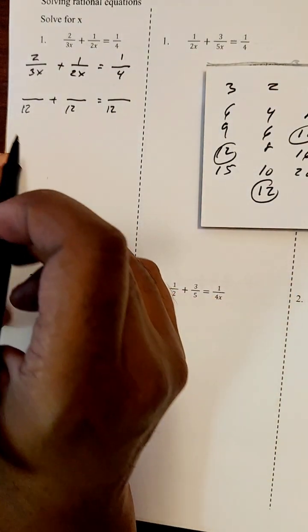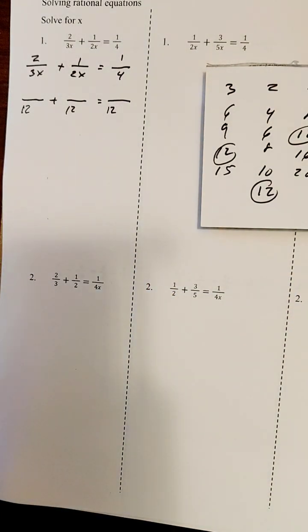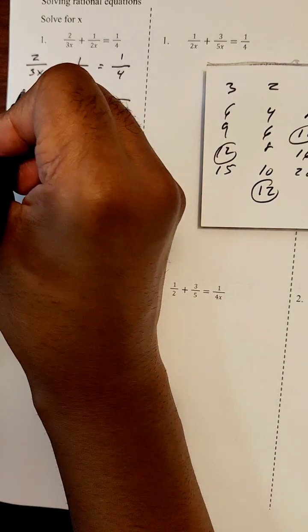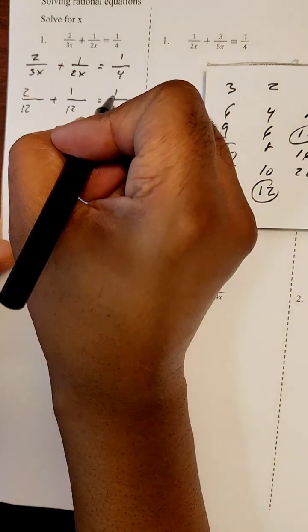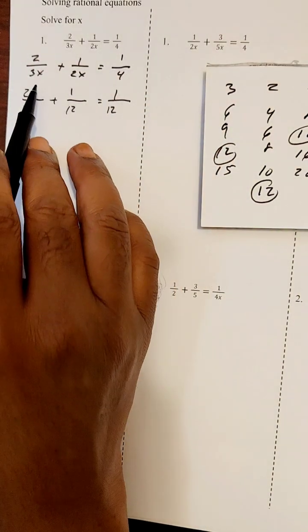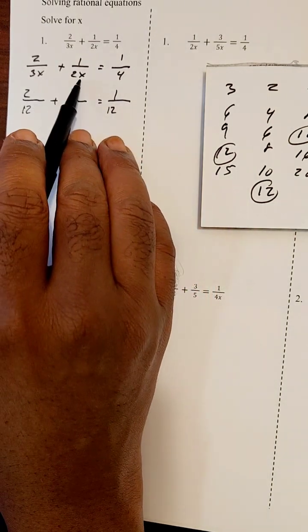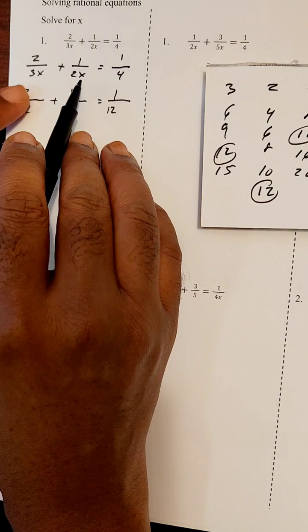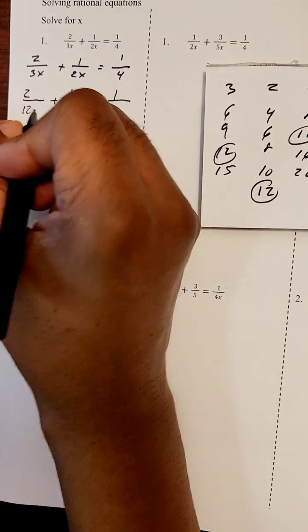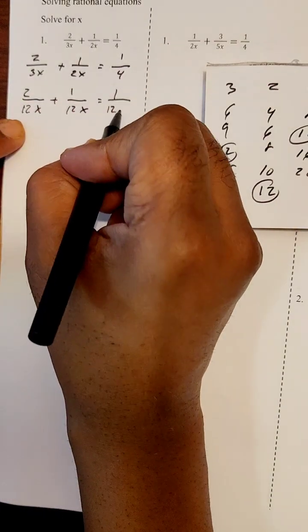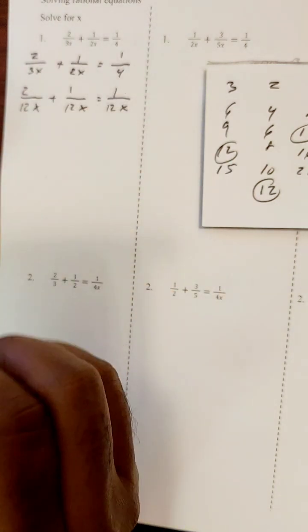Okay, and the numerators will remain 2, 1, and 1. Okay, and then we want to put the largest amount of x's. We have x to the first power, x to the first power, no x. So the highest amount of x's will be x to the first power. So we'll put that there. And now let's see the differences.